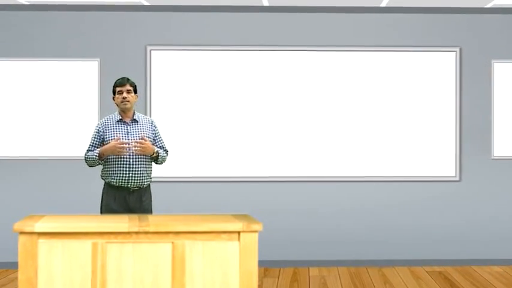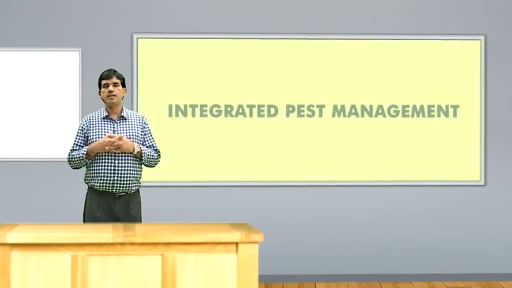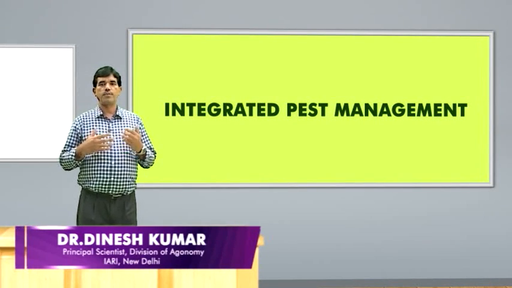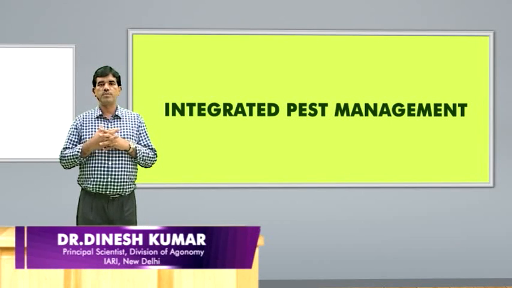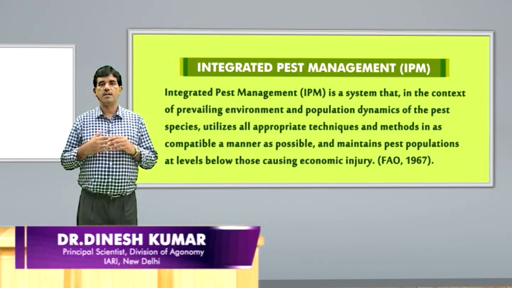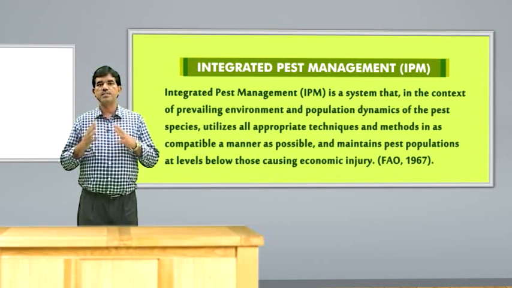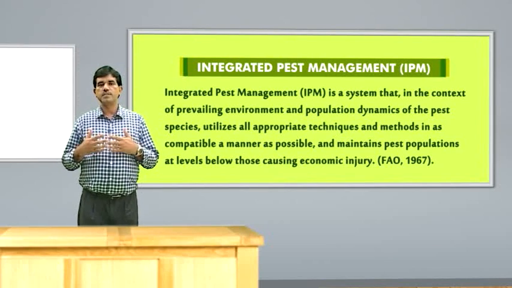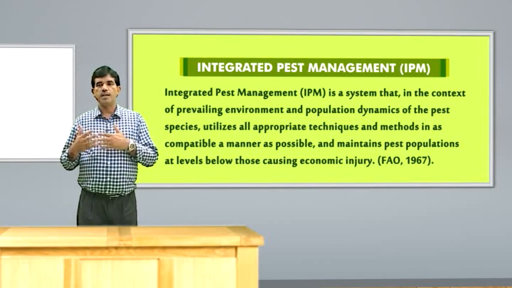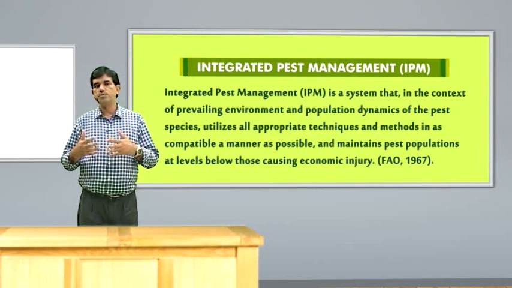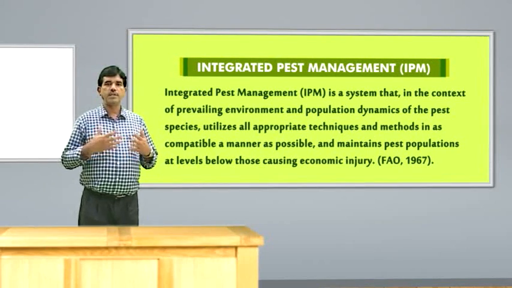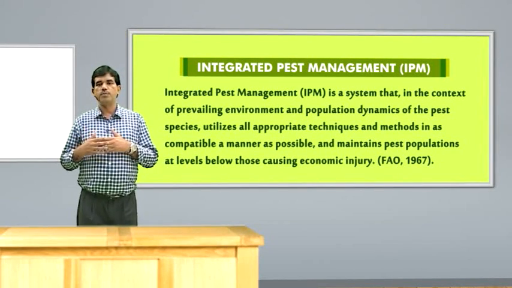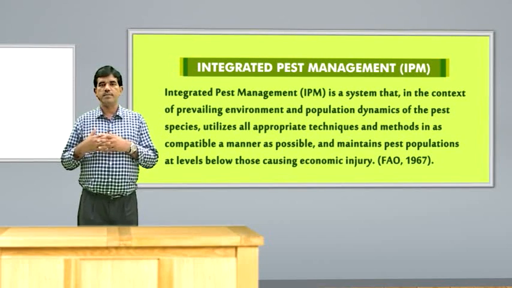The topic of today's lecture is integrated pest management. It will cover the definition of IPM, that is integrated pest management, components of integrated pest management, and biotechnological approaches for pest management. Integrated pest management is a system that, in the context of the prevailing environment and population dynamics of the pest species, utilizes all appropriate techniques, tools or methods in as compatible a manner as possible and maintains pest populations at levels below those causing economic injury.